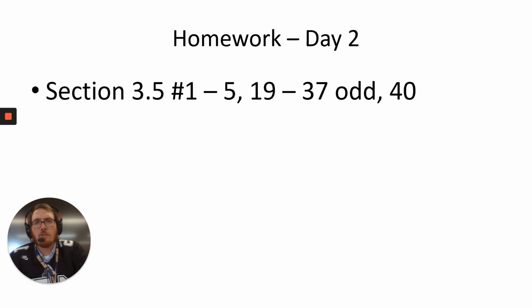Okay, your homework just covers two-step equations, 1 through 5, and then 19 through 37 odd and number 40. Remember, write the original problem, show your steps, find the answer. You work backwards. There should be 2 steps involved in these because we're in two-step equations, unless there's a combined like terms, and then it becomes a one-step equation.